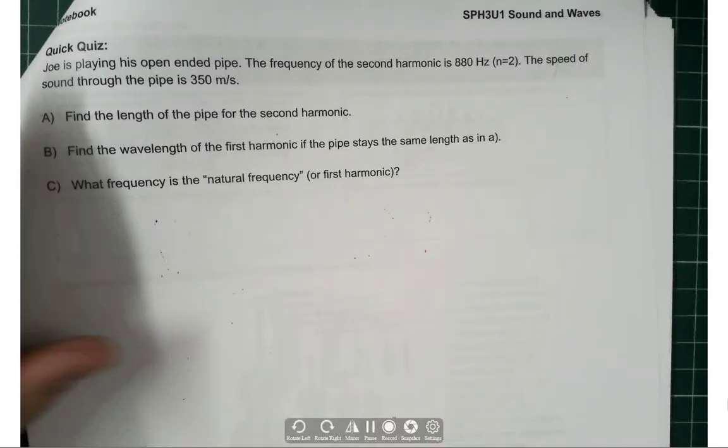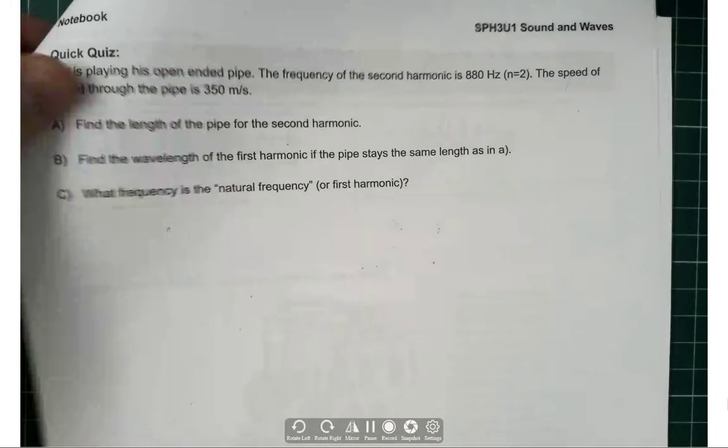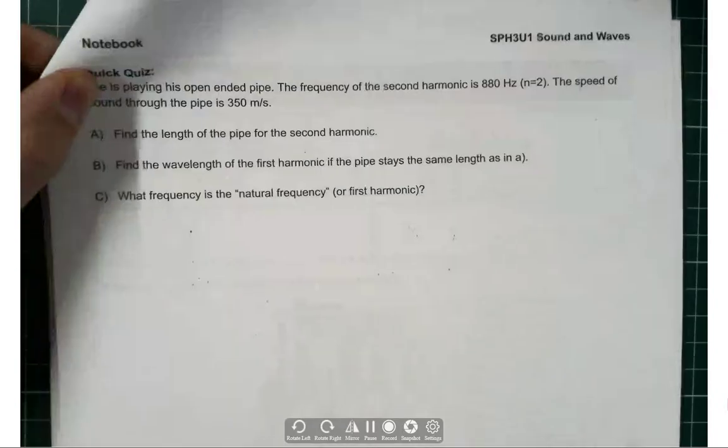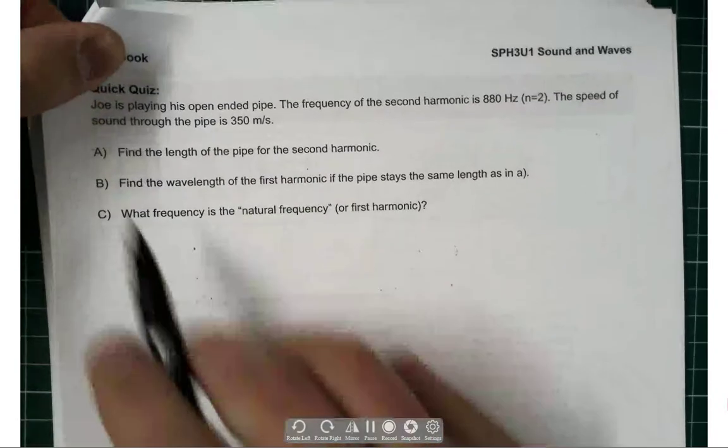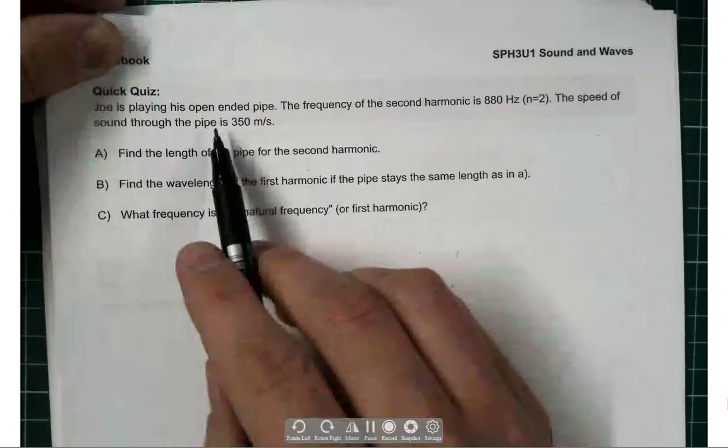No doubt knows Josephine. I think that they're related. Maybe one's named after the other. I can't say. Joe is playing his open-ended pipe. He's also in a pipe band, turns out.